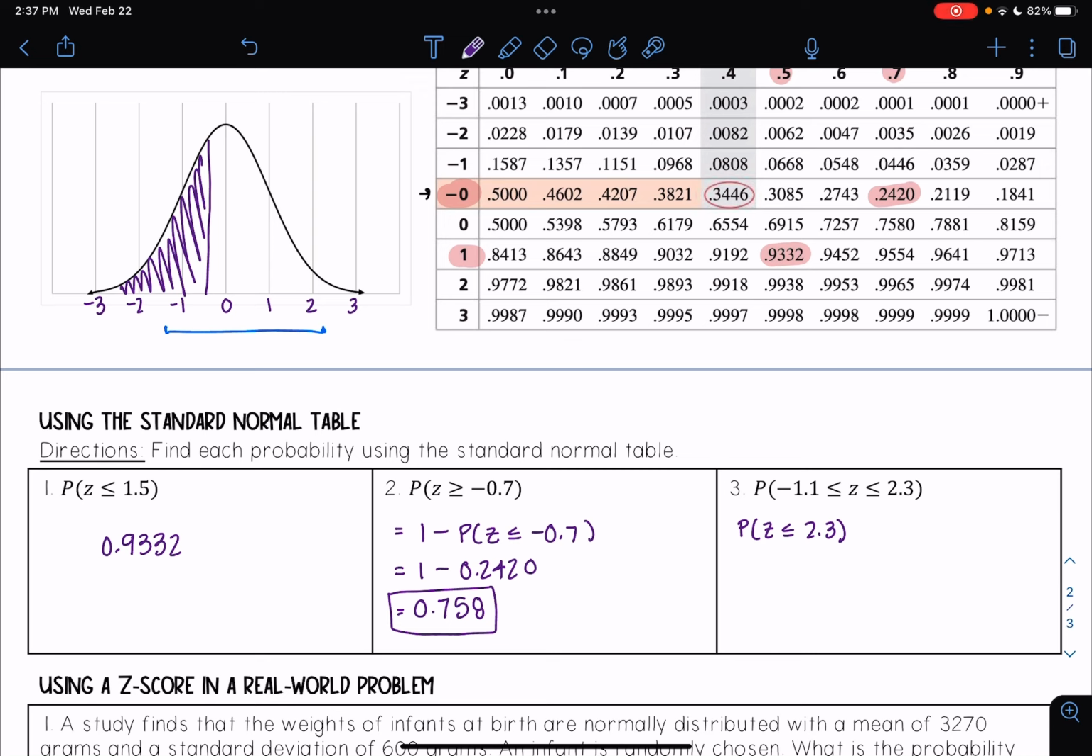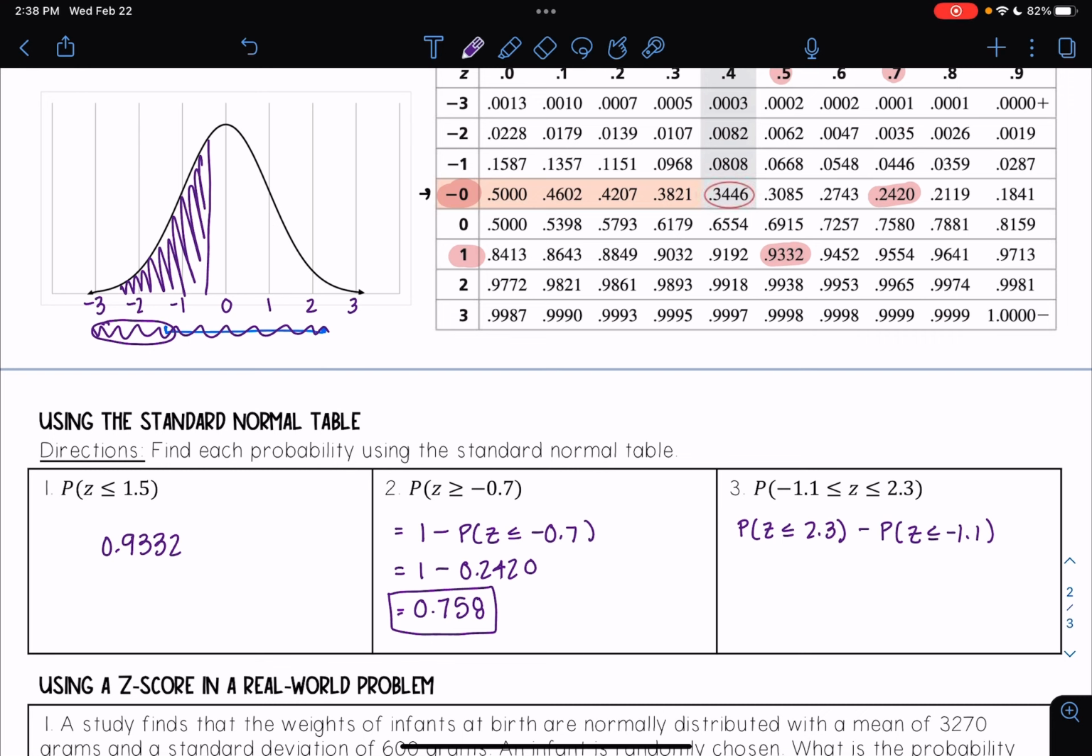But again, that's going to be equal to 1 minus the probability that z is less than or equal to negative 1.1. So in the end, with some maneuvering around, this is actually just going to equal the probability z is less than or equal to 2.3 minus the probability that z is less than or equal to negative 1.1. We can do that from the symmetry here. Right here we have z less than or equal to 2.3, which is this entire thing. But I want to subtract off the part where z is less than or equal to negative 1.1. I want to subtract off this part, and then that will give me what I see here in blue.